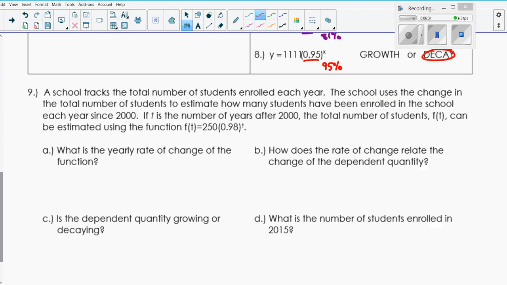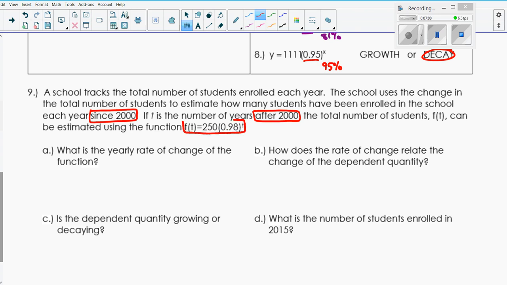A school tracks the total number of students enrolled each year. The school uses the change in the total number of students to estimate how many students have been enrolled in the school each year since 2000. So each year since the year 2000. If t is the number of years after 2000, so notice that's our milestone, that's our starting point, the total number of students f of t can be estimated using this function.